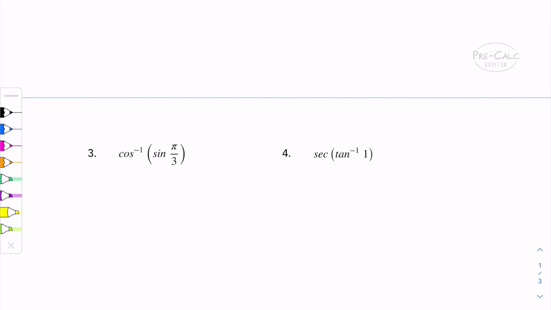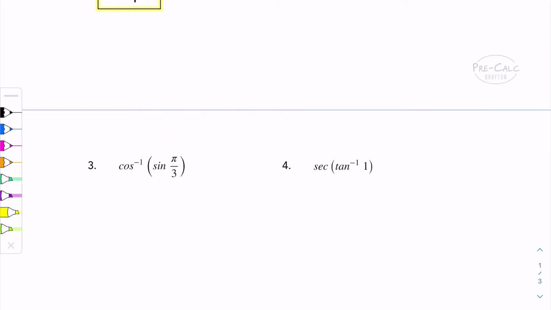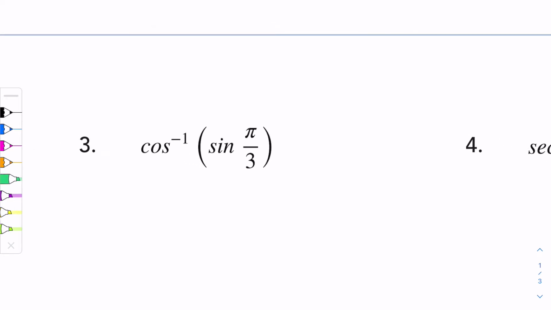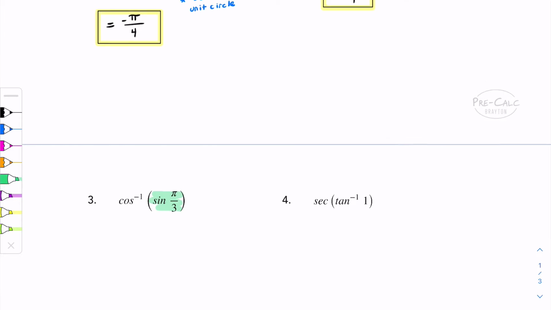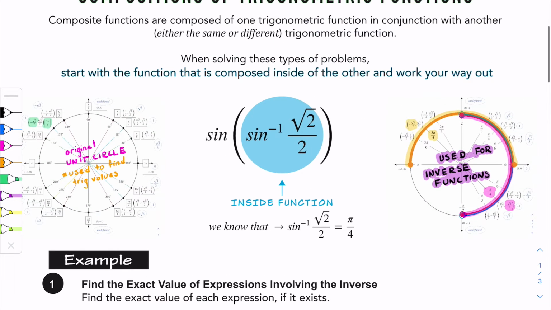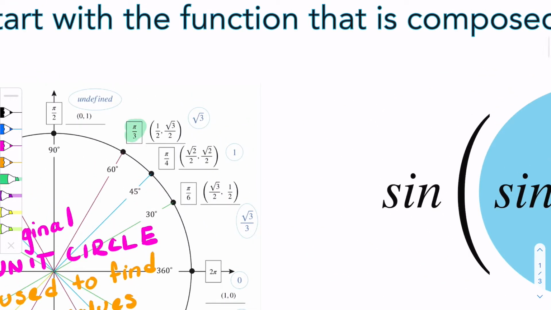Number 3, we have the inverse cosine of sine of pi over 3. We'll start by identifying sine of pi over 3. That's from the original unit circle. At pi over 3, the sine value is square root of 3 over 2.